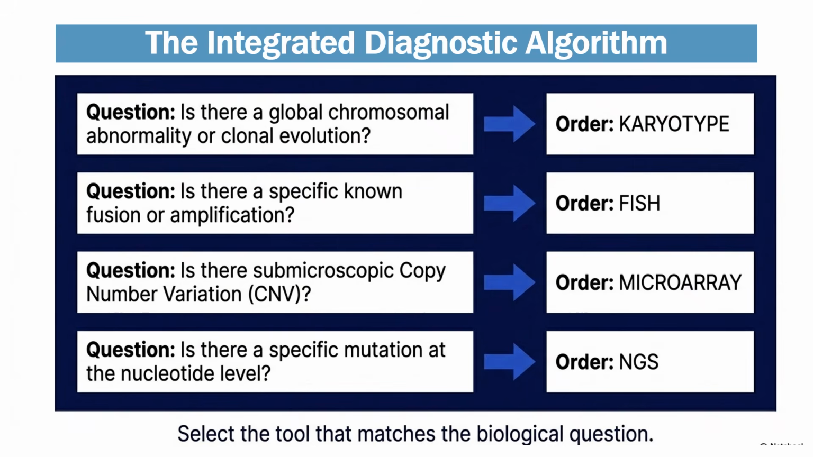So you always have to select the tool which matches your clinical question. If your question is whether there is a global chromosomal abnormality or clonal evolution, you will order a karyotype. If your question is whether there is a specific known fusion or amplification that I'm looking for, order FISH for that target. If your question is whether there is a submicroscopic copy number variation, am I looking for a deletion or a duplication, order microarrays. And if there is a specific mutation at the nucleotide level that I'm looking for, I will order next generation sequencing.